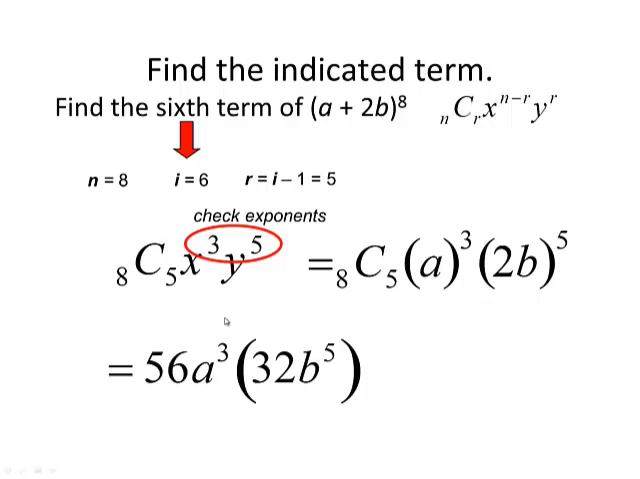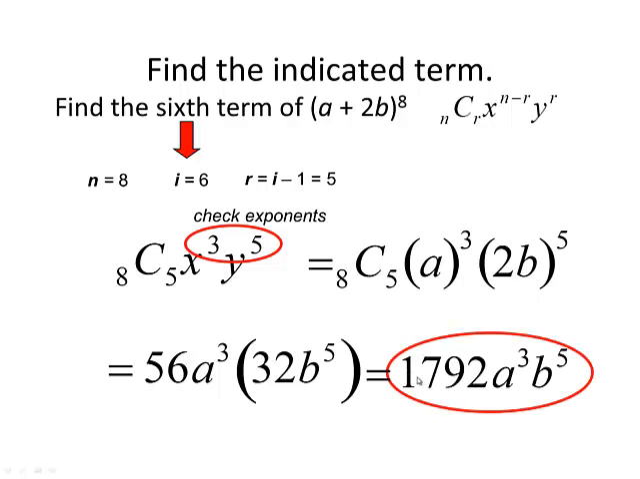Okay, so 8c5 is 56, a to the 3rd, and 2b to the 5th is 32b to the 5th. Multiplying the 32 and the 56, I get 1792 a to the 3rd, b to the 5th.